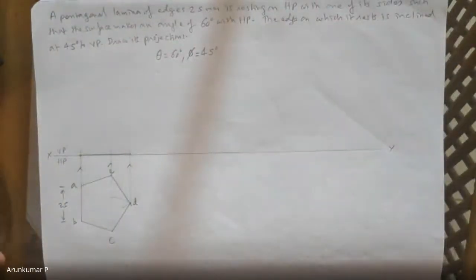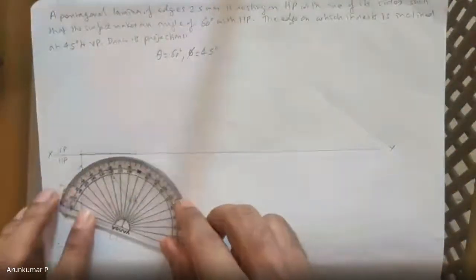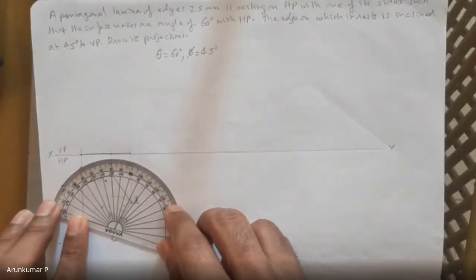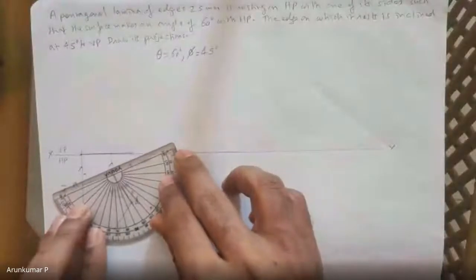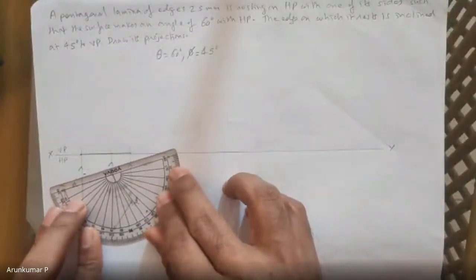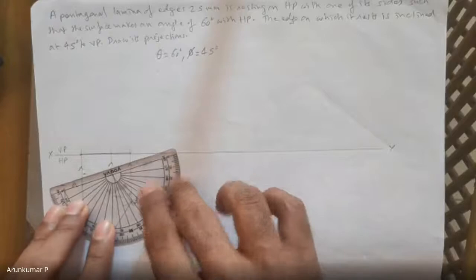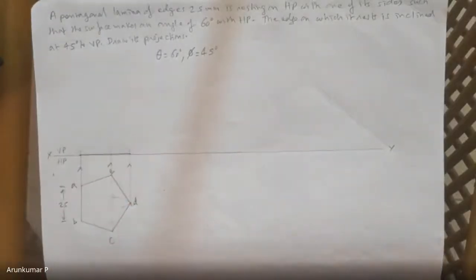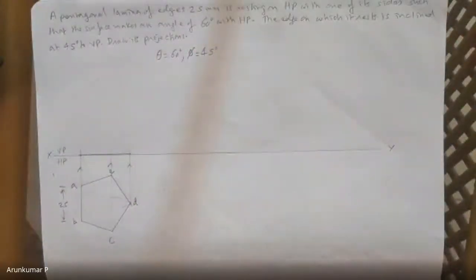The other way around is you can take this protractor and keep it at C and draw a 25 mm line at 108 degrees. Take the protractor, keep it at E, draw a 25 mm line at 108 degrees. That also will give you the same. Okay. So you got these lines, these points.